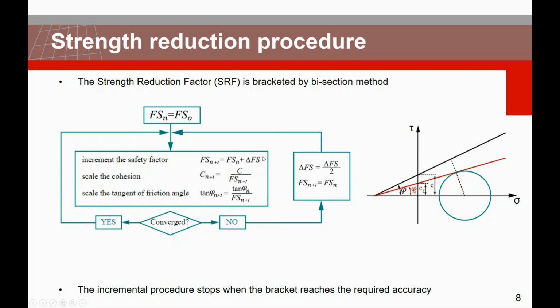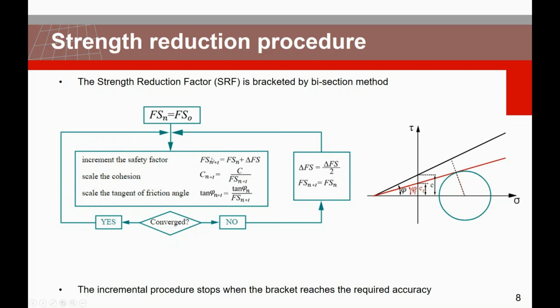We basically increment it with a delta Fs, which is user input. First we start with a factor of safety, which is user specified, but by default it's 1. We increment it with a delta Fs, which is also user input. And by default, Diana takes 0.1.